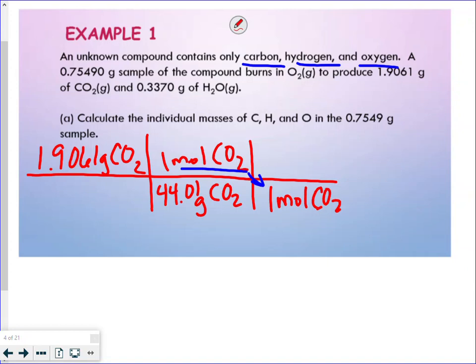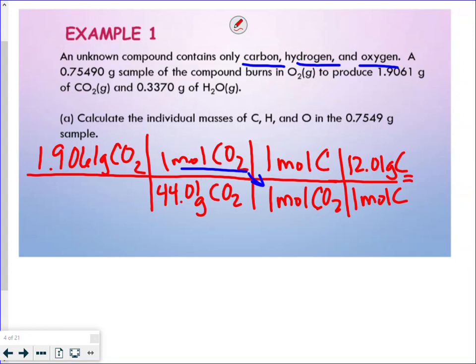So we can say, and this is how the relationship works, 1 mole of carbon dioxide contains 1 mole of carbon, right? Because in carbon dioxide, there's 1 carbon for every 2 oxygens. So in 1 mole of carbon dioxide, there is 1 mole of carbon. Then we can keep going, and we can do 1 mole of carbon gives us 12.01 grams of carbon. So we're working to just get the grams of carbon out of this 1.9061 number.